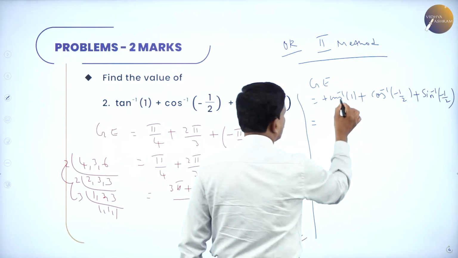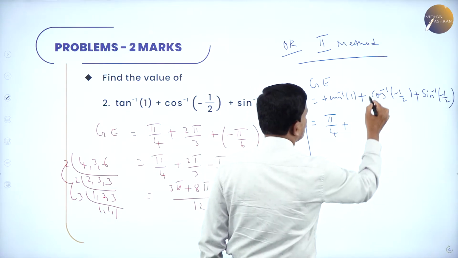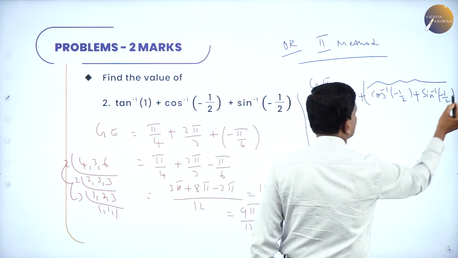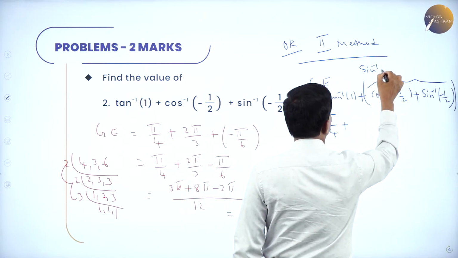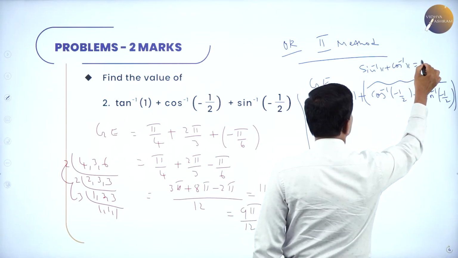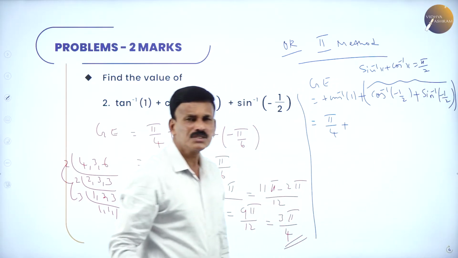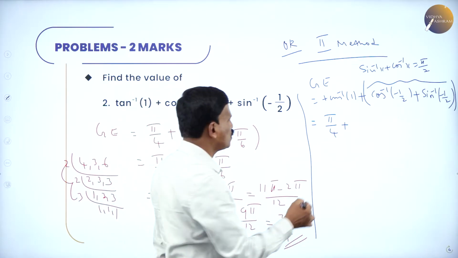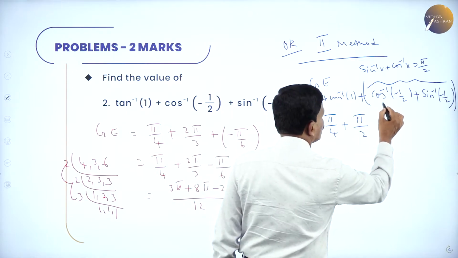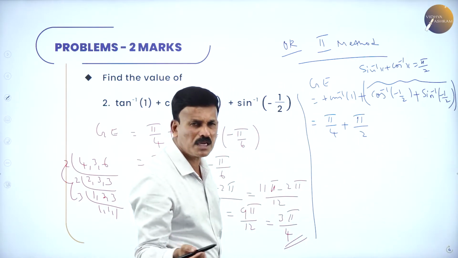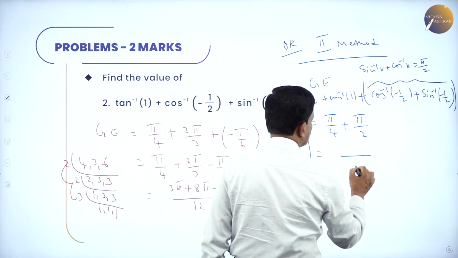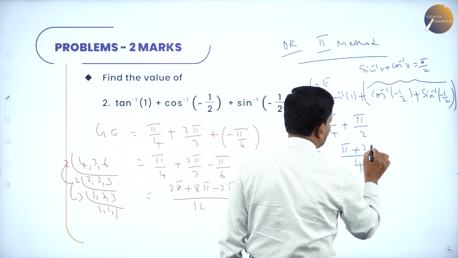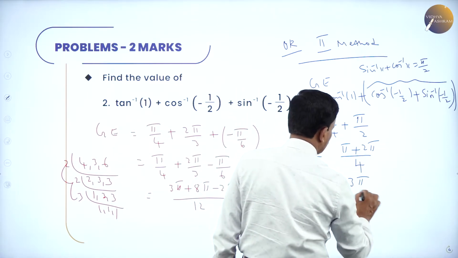Now, tan inverse of 1 is pi by 4. As you know, this is of the form sin inverse x plus cos inverse x, and this quantity is equal to pi by 2. So sin inverse of minus 1 by 2 plus cos inverse of minus 1 by 2 is always equal to pi by 2, 90 degrees. Take the LCM, 4 is the LCM.